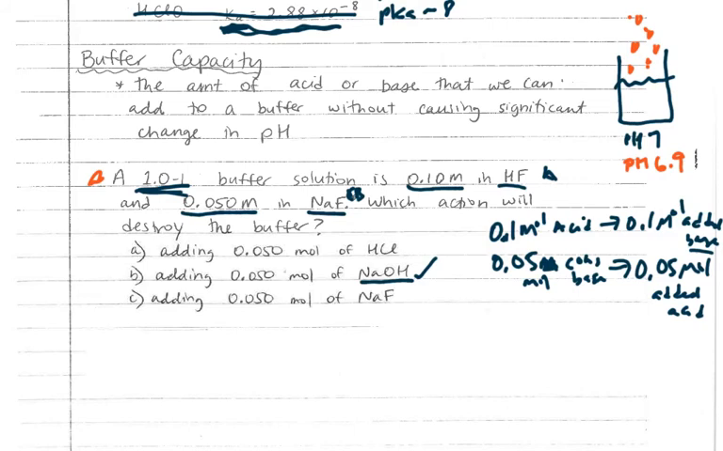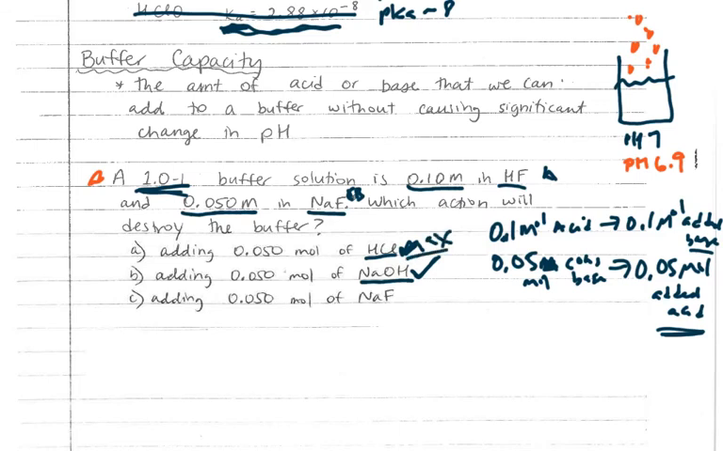That is within the range or the buffering capacity of our buffer. What about acid? We can neutralize a maximum of 0.05 moles of acid, HCl. If we add 0.05 moles of acid, that's the max. That's the max that we could add, okay?